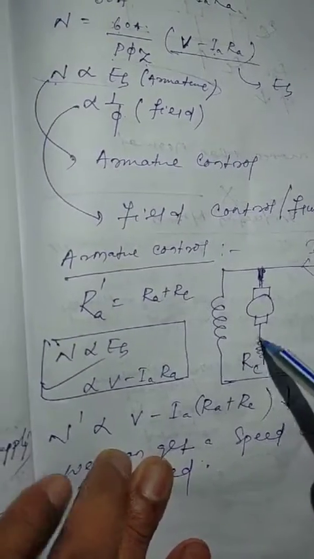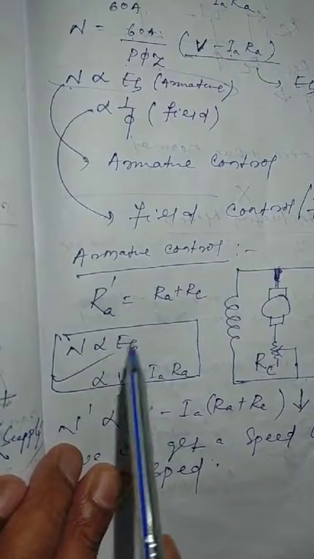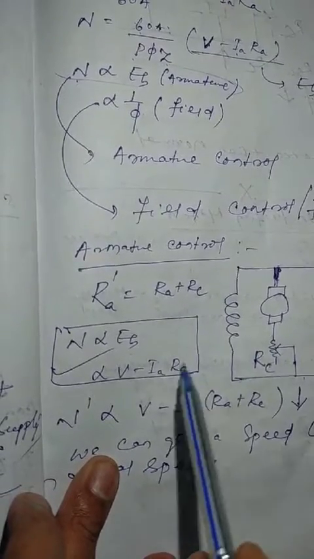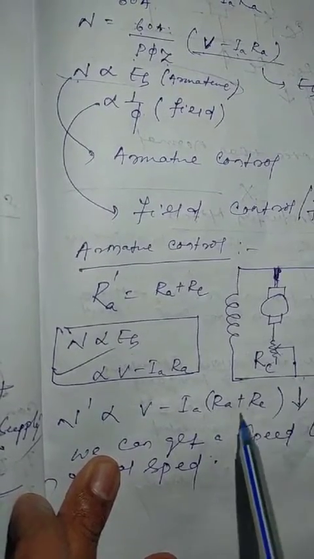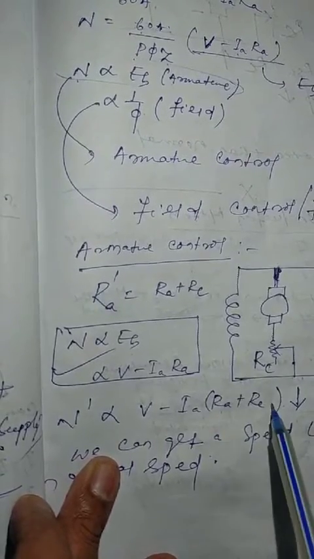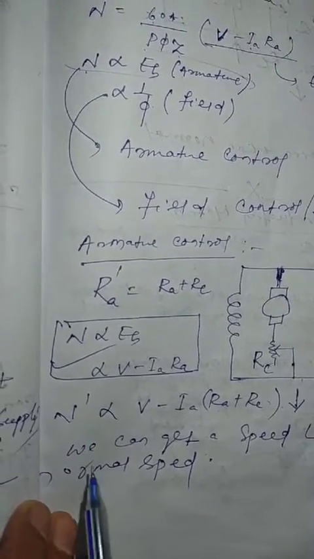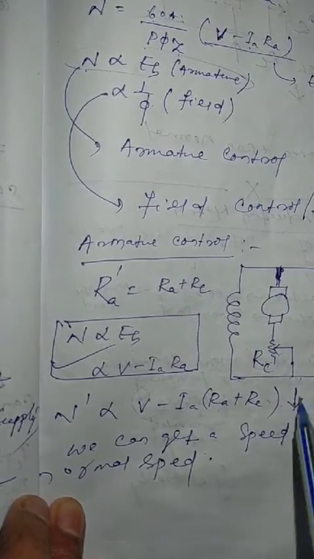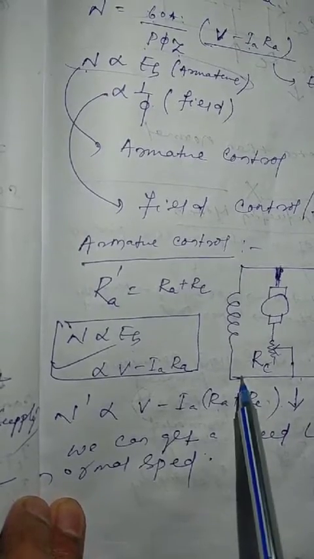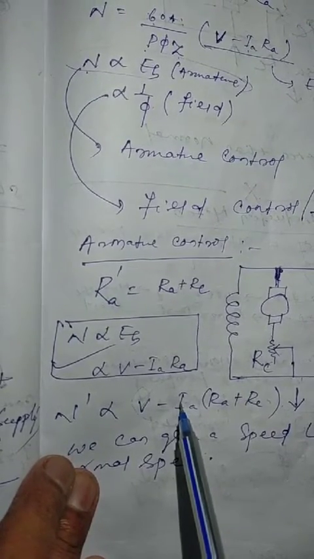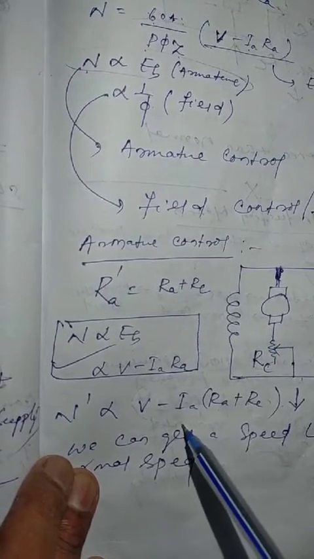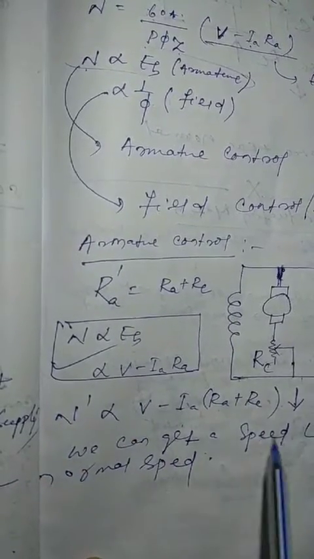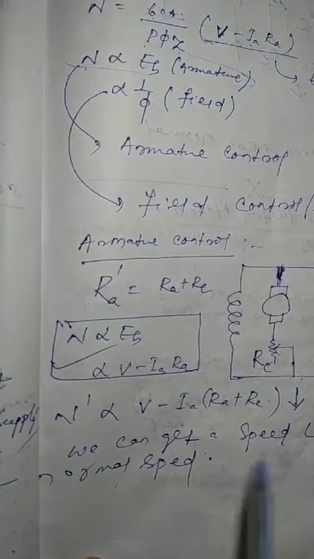Whenever we change this, as already seen, N is proportional to EB. What is EB? V minus IaRa. Along with the Ra path we are adding a new resistance, that is Rc. So now Ra becomes Ra plus Rc in this connection. Whenever this part is increasing, the total EB will be decreasing. When it is decreasing, the speed will be decreasing. That means to reduce the speed from its normal speed, we use the armature control method. We can get a speed lower than the normal speed in this particular method.